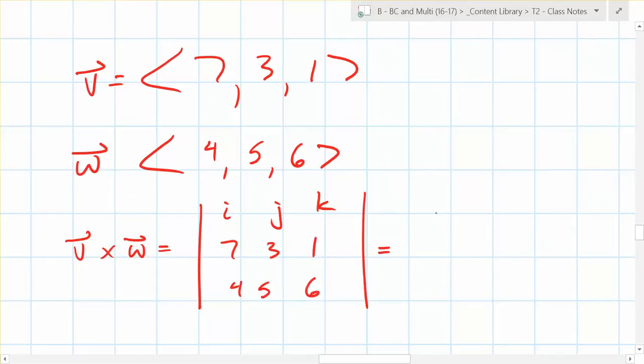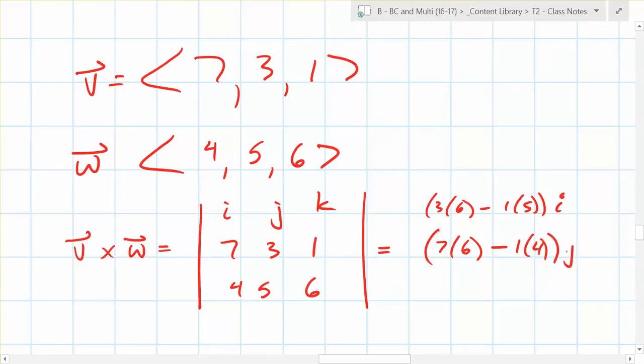Okay. If we do this out here, what's the first product? 3 times 6 minus 1 times 5, and that's going to be the I component. And then for J, 7 times 6 minus 1 times 4. And then 7 times 5 minus 3 times 4. And then what do I put? Oh, minus right there, right?